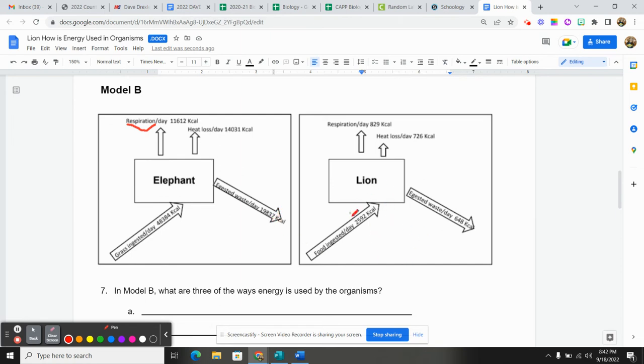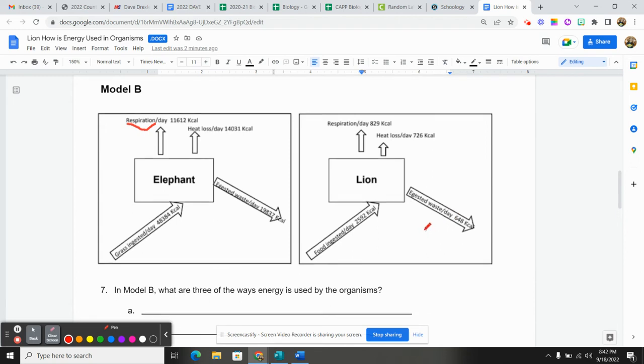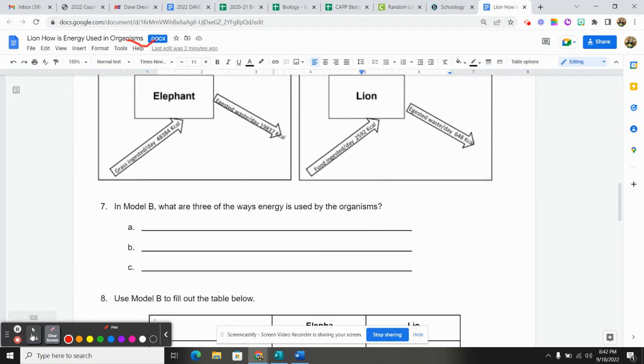If we look over here at the lion, the numbers are scaled down for the food that a lion consumes. So per day, this lion might be eating 2,500 calories. Respiration, they're going to lose about 800 calories to moving around. Heat loss per day, about 700 calories. And then they are going to poop out about 600 calories of food.